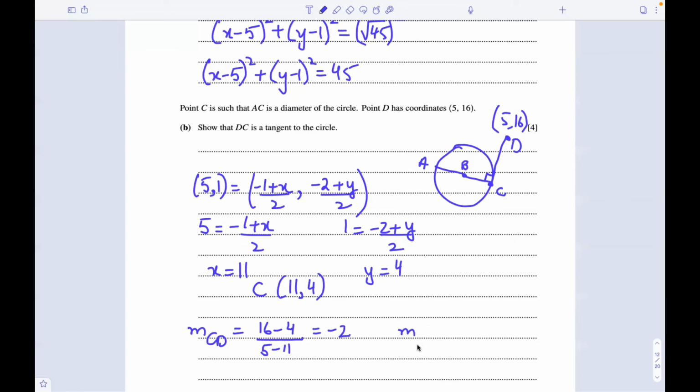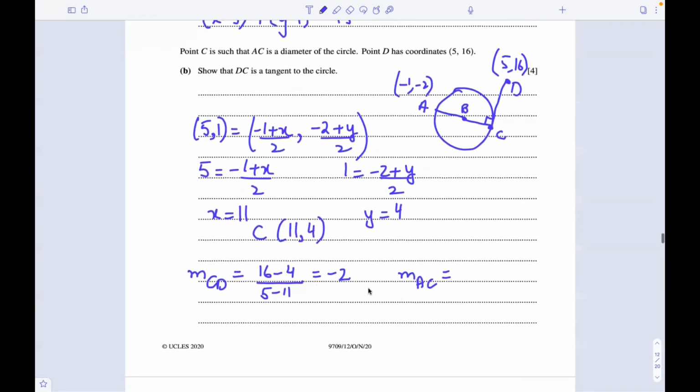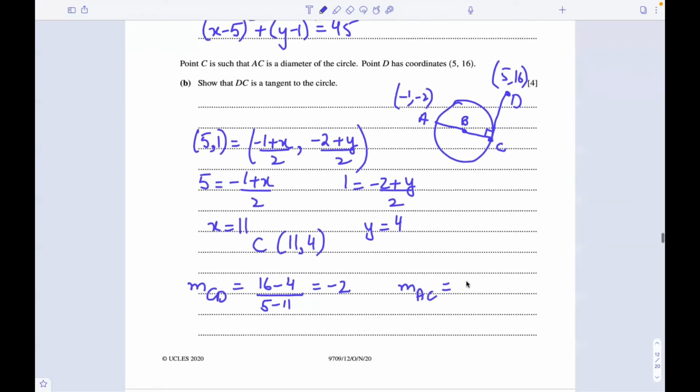And the gradient of AC would be, so the coordinates of A are (-1, -2), and the coordinates of C are (11, 4). So we can say y2 minus y1 would be minus 2 minus 4, divided by minus 1 minus 11. So this would simplify down to become positive 1 upon 2.